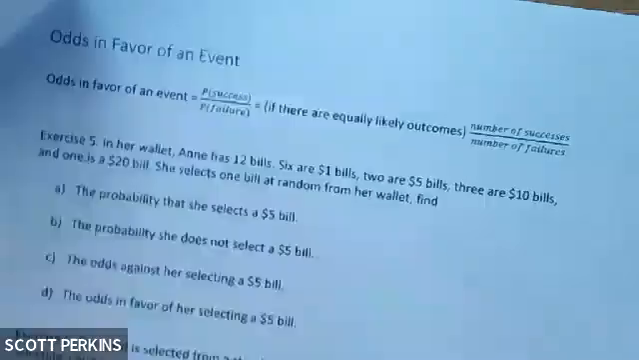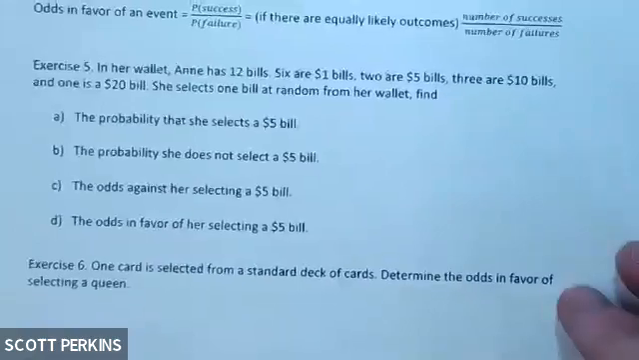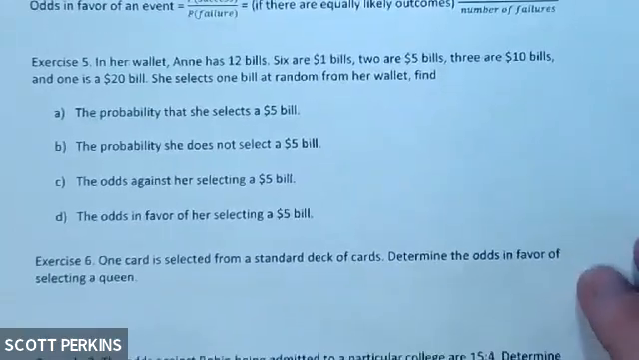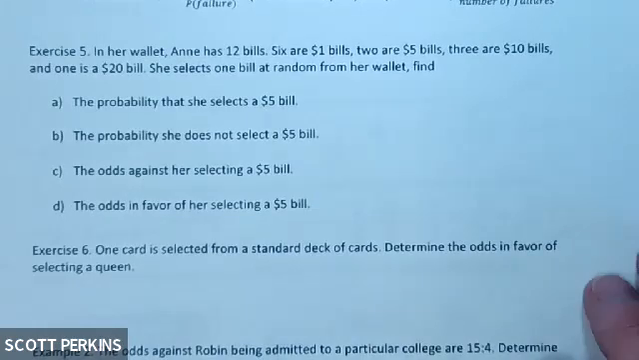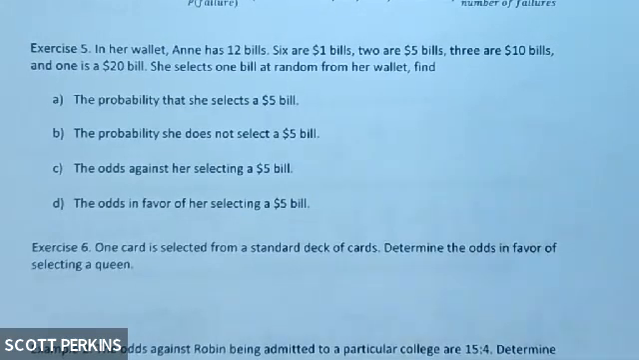So on the next page, exercise 5, I've asked a problem that combines questions about probability with odds because I want to make sure that you're discerning the difference. So we see Anne has 12 bills in her wallet. So good to be her, flush with cash. She's got 6 1s, 2 5s, 3 10s, and 1 20, and she's going to select one at random. So if you would, please answer the 4 questions related to Anne's wallet.